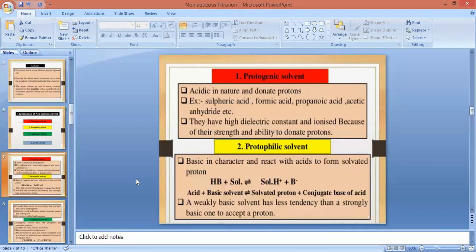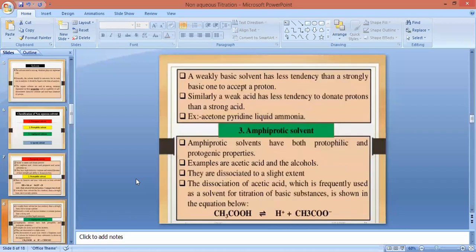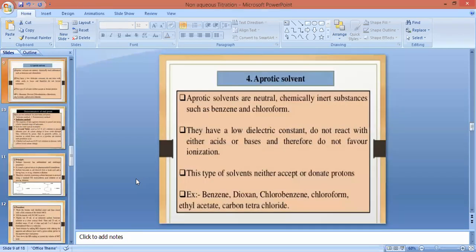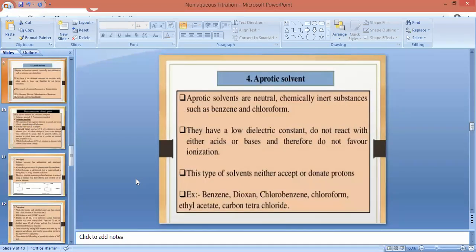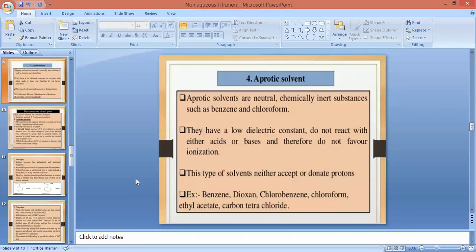Second is the protophilic, means proton loving solvents that will accept the proton. Example is the glacial acetic acid. Next is the amphiprotic solvent. Amphiprotic solvent has both properties, donation as well as acceptance of the proton. Therefore, they are known as amphiprotic solvents. Now, last is the aprotic solvent. Aprotic solvent neither donates nor accepts the proton. Therefore, they are chemically inert. Examples are benzene, dioxane, chlorobenzene, and so on.